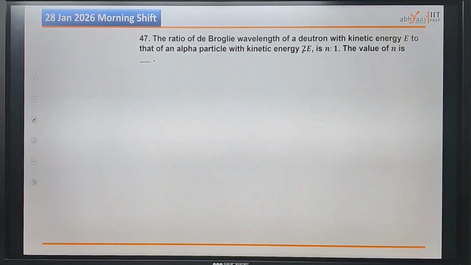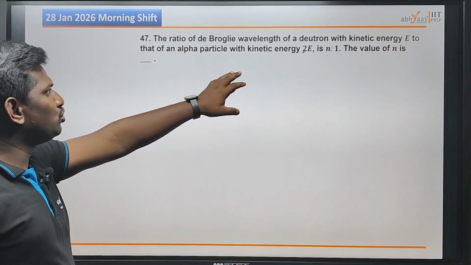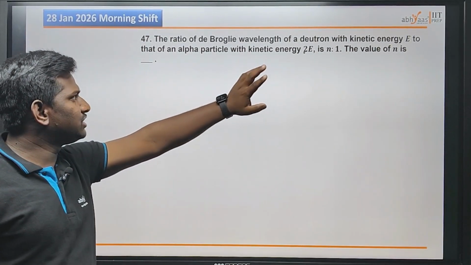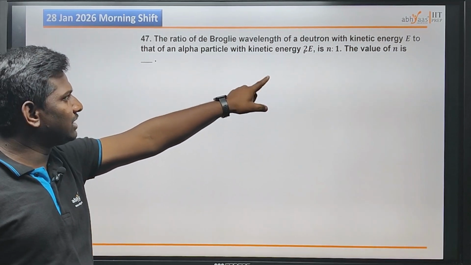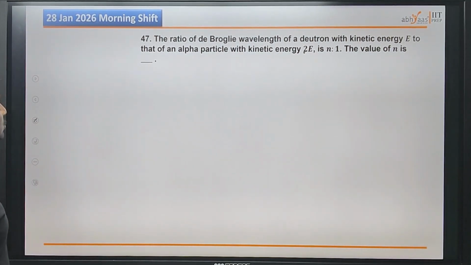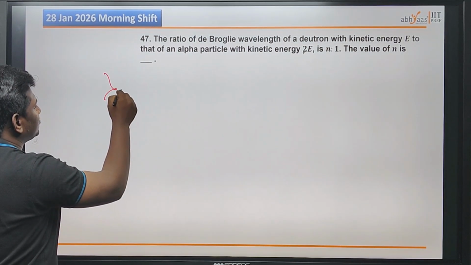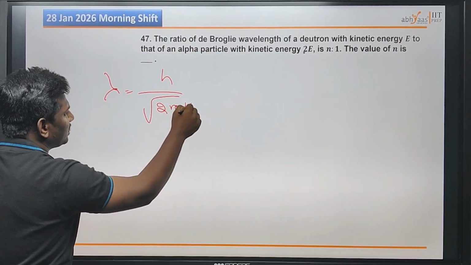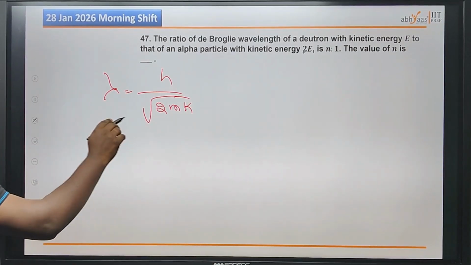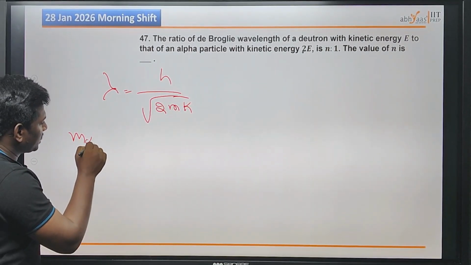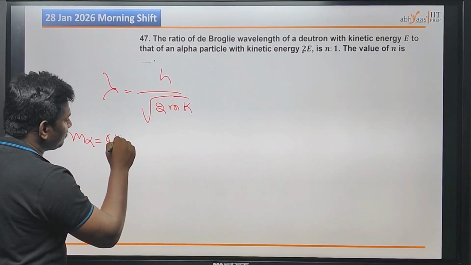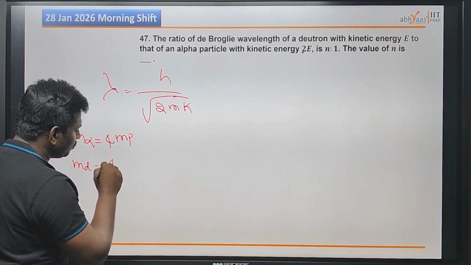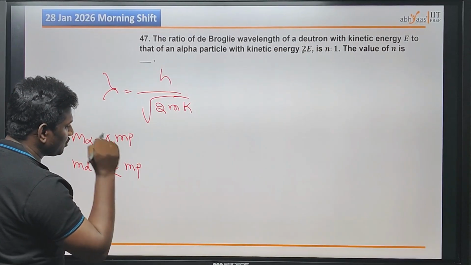Next question. The ratio of de Broglie wavelength of a deuteron with kinetic energy E to the alpha particle with kinetic energy 2E is n is to 1, then the value of n. So we know that de Broglie wavelength can be written as lambda equal to h by under root 2mK. K is nothing but kinetic energy. What is m? Mass of alpha particle is 4 times mass of proton, and mass of deuteron is nothing but 2 times mass of proton.